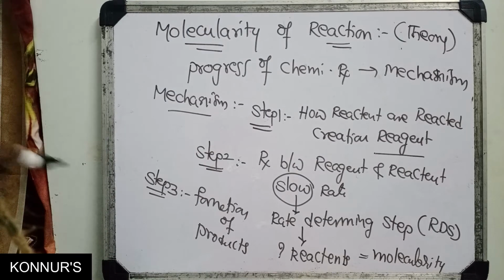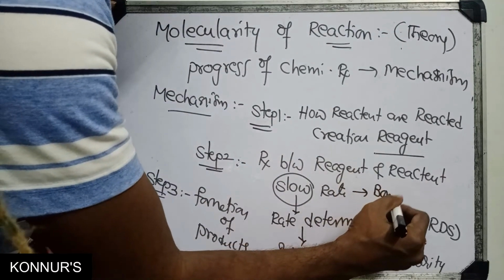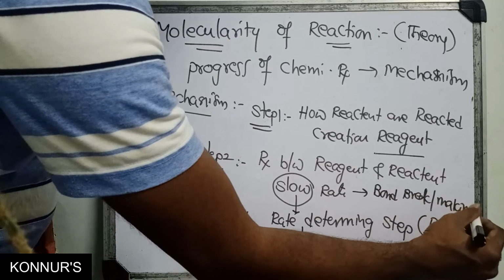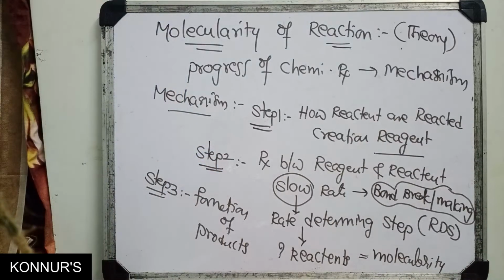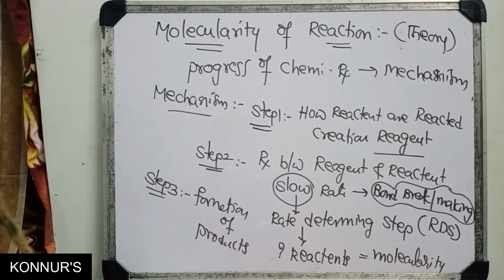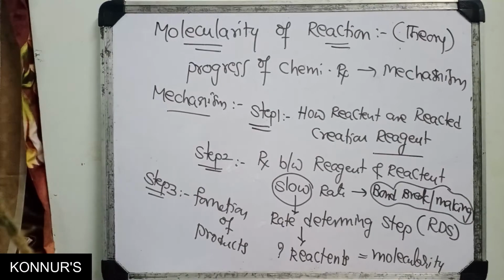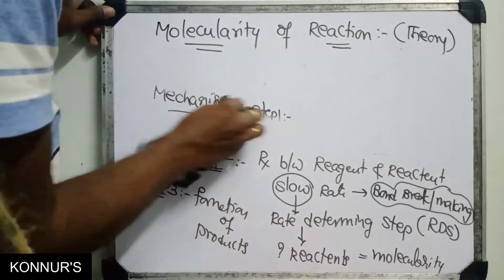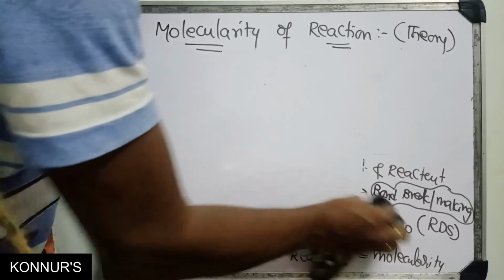How do we identify the slow step? The step wherever bond breakages are happening, that step only you take as the rate determining step. When we discuss examples, you can easily understand. In organic chemistry also, the two famous reactions are SN1 and SN2. We will discuss all the important points of molecularity with examples, in the same way we discussed order.